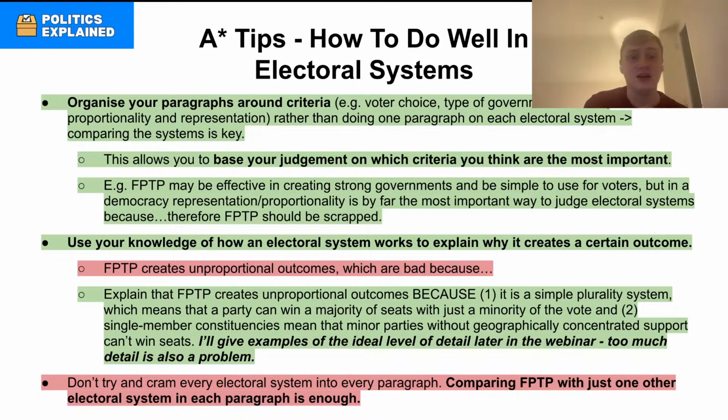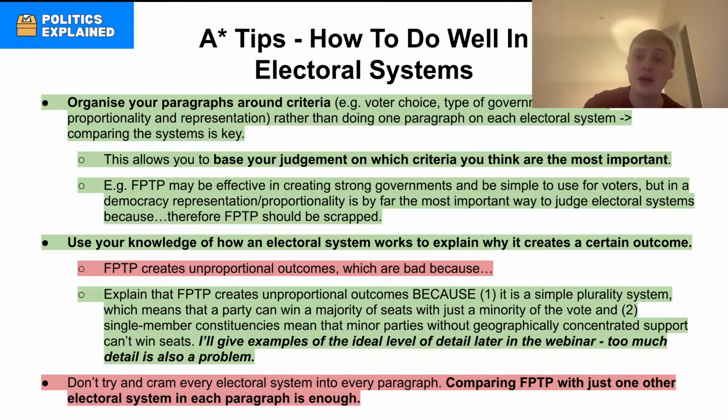The first A-star tip is to organise your paragraphs around criteria, voter choice, type of government created, and proportionality and representation being the key 3, rather than doing one paragraph on each electoral system. So you might be inclined to do, okay, a question on which electoral system is the most effective in use in the UK. I'll do one paragraph on first past the post, one on the additional member system, and one on single transferable vote. That's absolutely not what you should do.